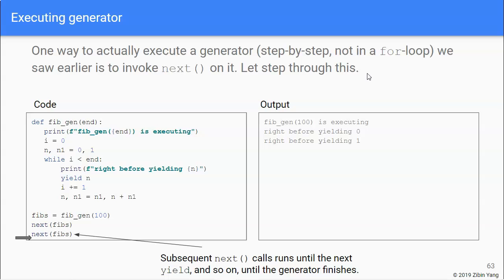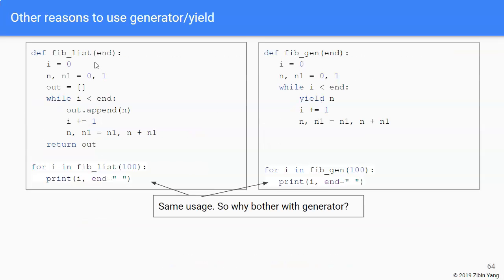Now, in that case, whether a function is written as a traditional function, in this case, right? fib_list_100 just returns the first 100 Fibonacci numbers, and then the generator, when we want to use it in a for loop, the usage is exactly the same as a non-generator function.